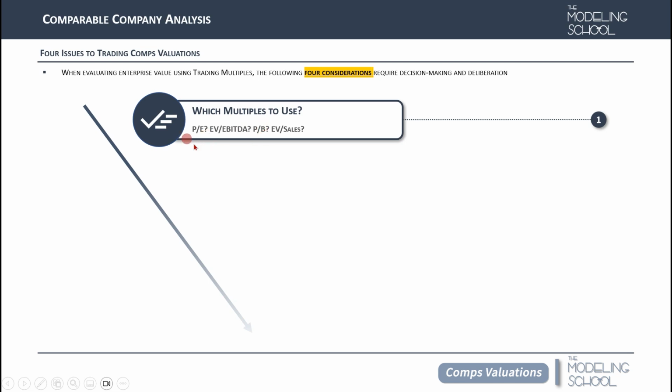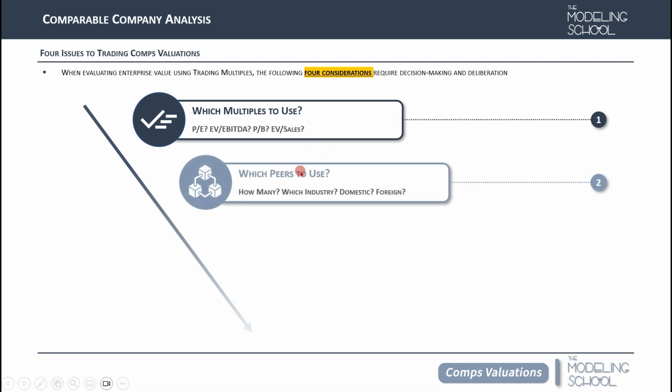So there are countless multiples to choose from. Of course, PE multiples or EV/EBITDA are the most well known, but there are a whole lot more types of multiples that exist. So the critical question here is, what are we going to use? We have to understand the meanings, the advantages, and the limitations of each multiple, and that's going to be the theme of our first discussion.